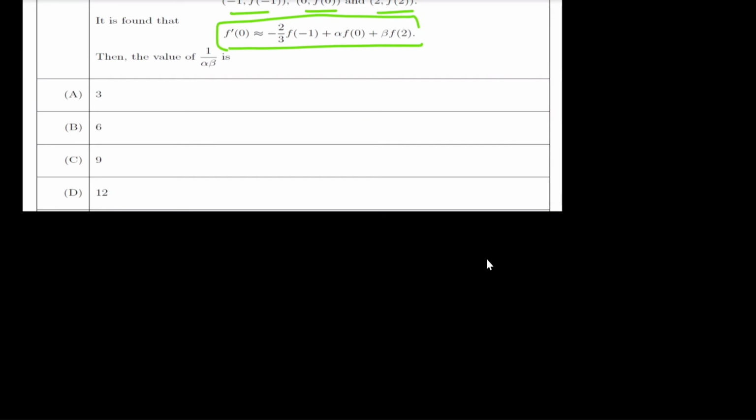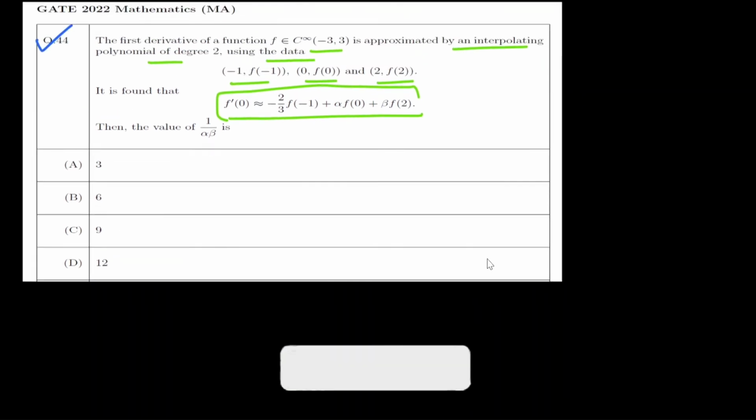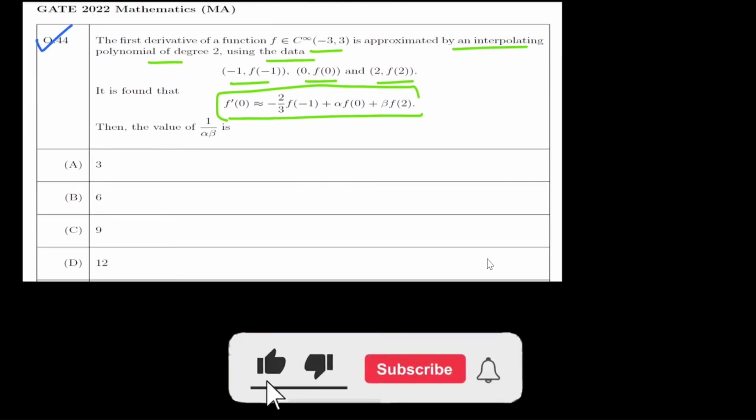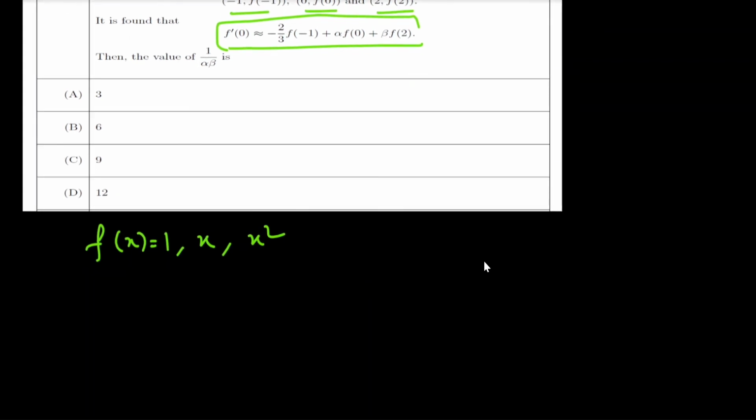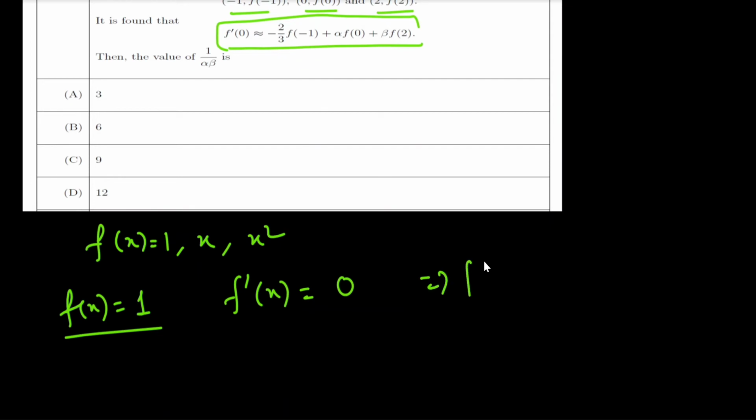Now first, since it is given that it is approximated by an interpolating polynomial of degree 2, we can take f(x) equal to 1, a degree 0 polynomial, or x squared, a degree 2 polynomial. Now when f(x) equals 1, f'(x) is equal to 0, so this implies f'(0) is again 0.